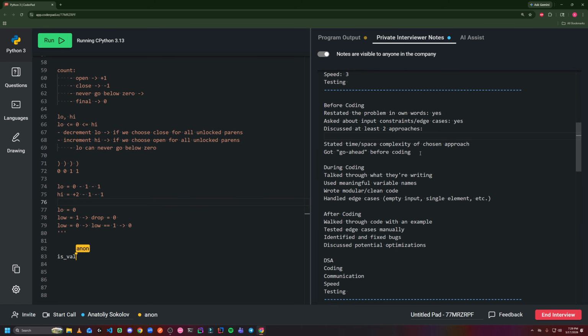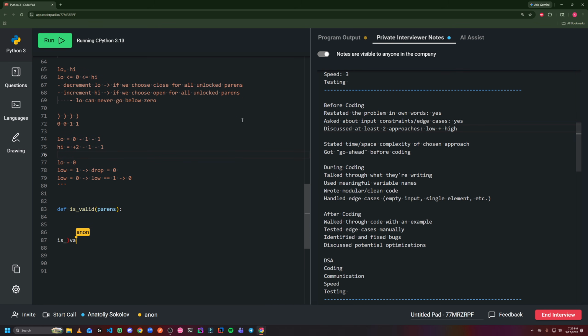So we'll say it is valid parens. Did you call this? So the locked is 0 or 1. So I don't want to use.